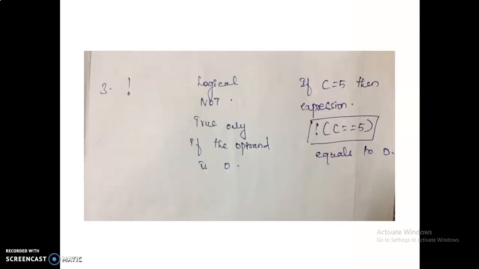This is the NOT operation. It is true only if the operand is 0. Here, if C is equal to 5, we give the value 5 to C, then the expression NOT C is equal to 0. For example, here 5 is equal to 5, but here we use the NOT operator, so it is equal to 0.